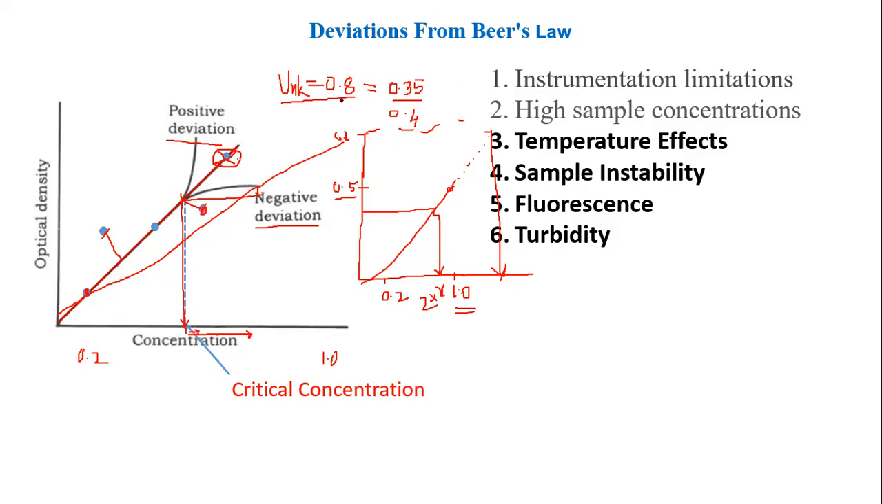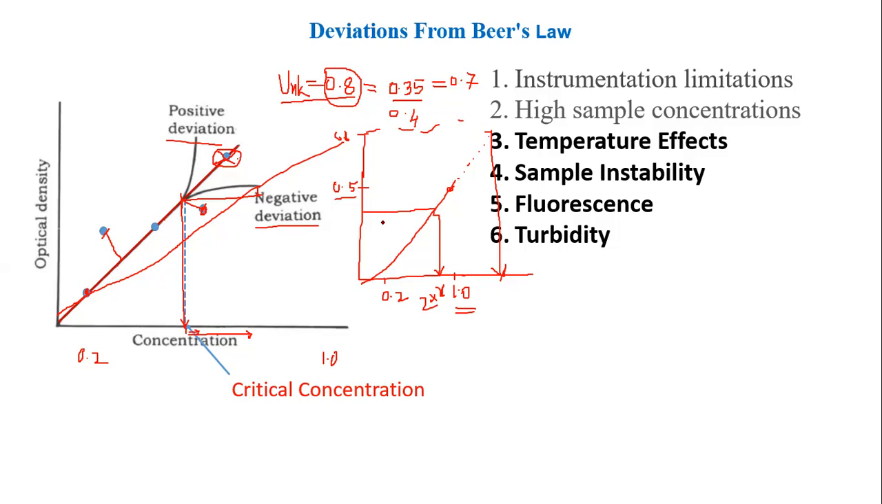That means the sample is giving me a positive deviation, in the sense that the concentration is such that I should have got an OD of 0.7 instead of 0.8, right? But I'm getting 0.8. That means I'm getting an extra value of OD rather than the actual OD value. Am I making sense?